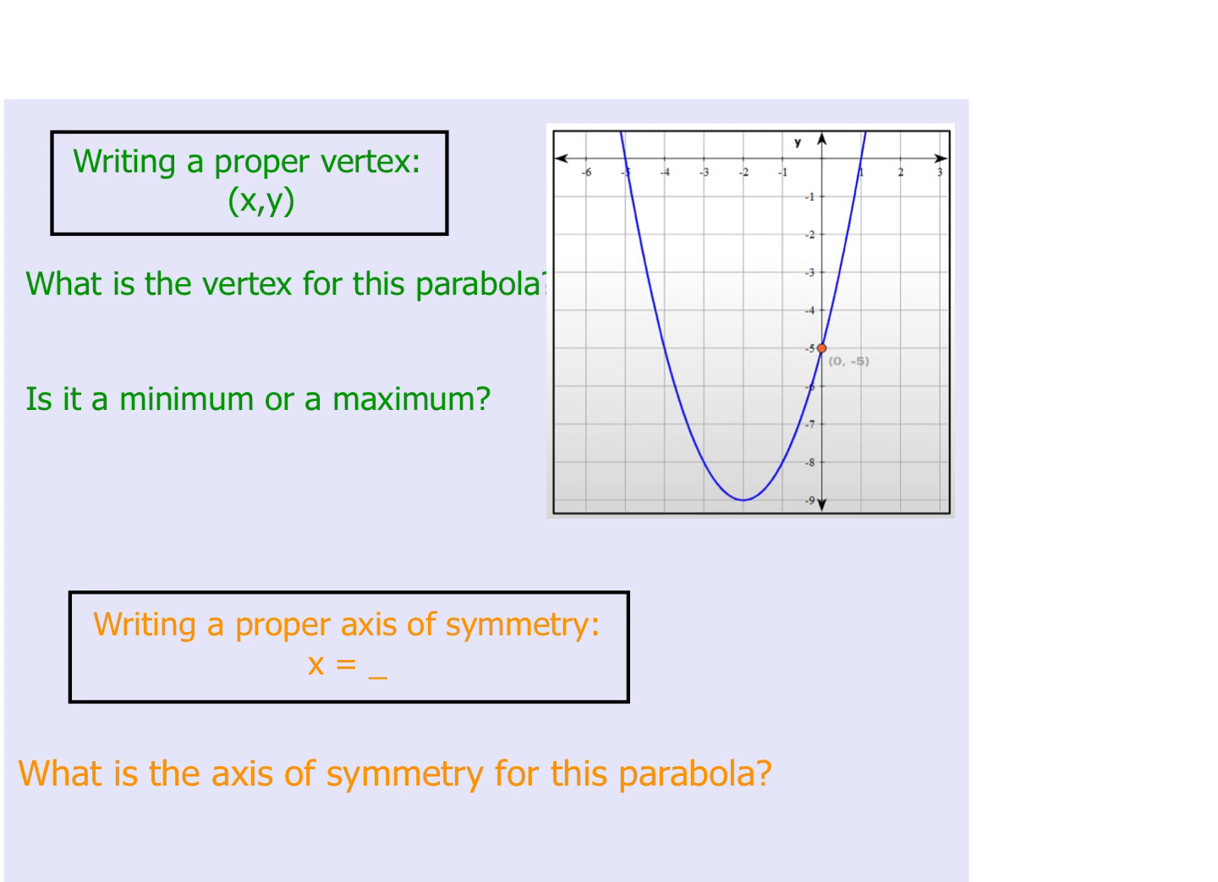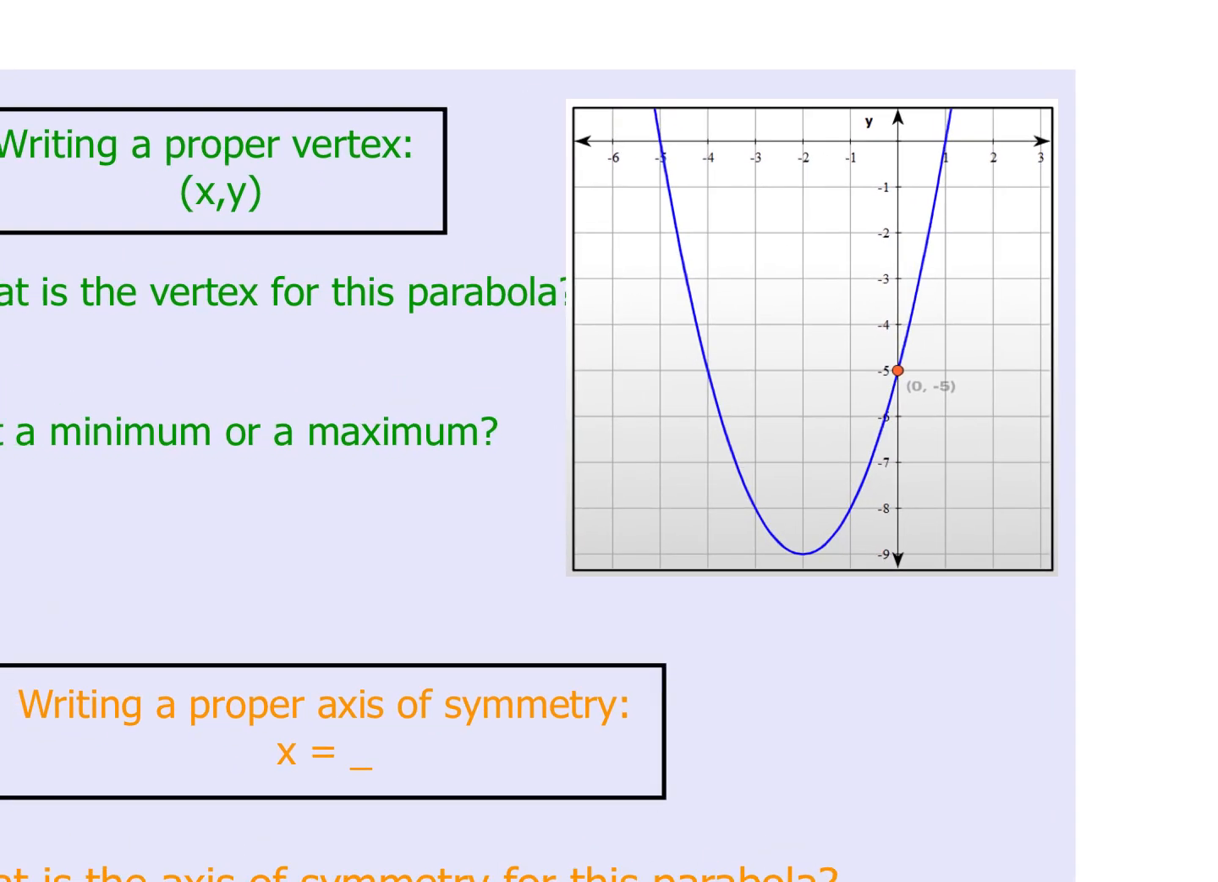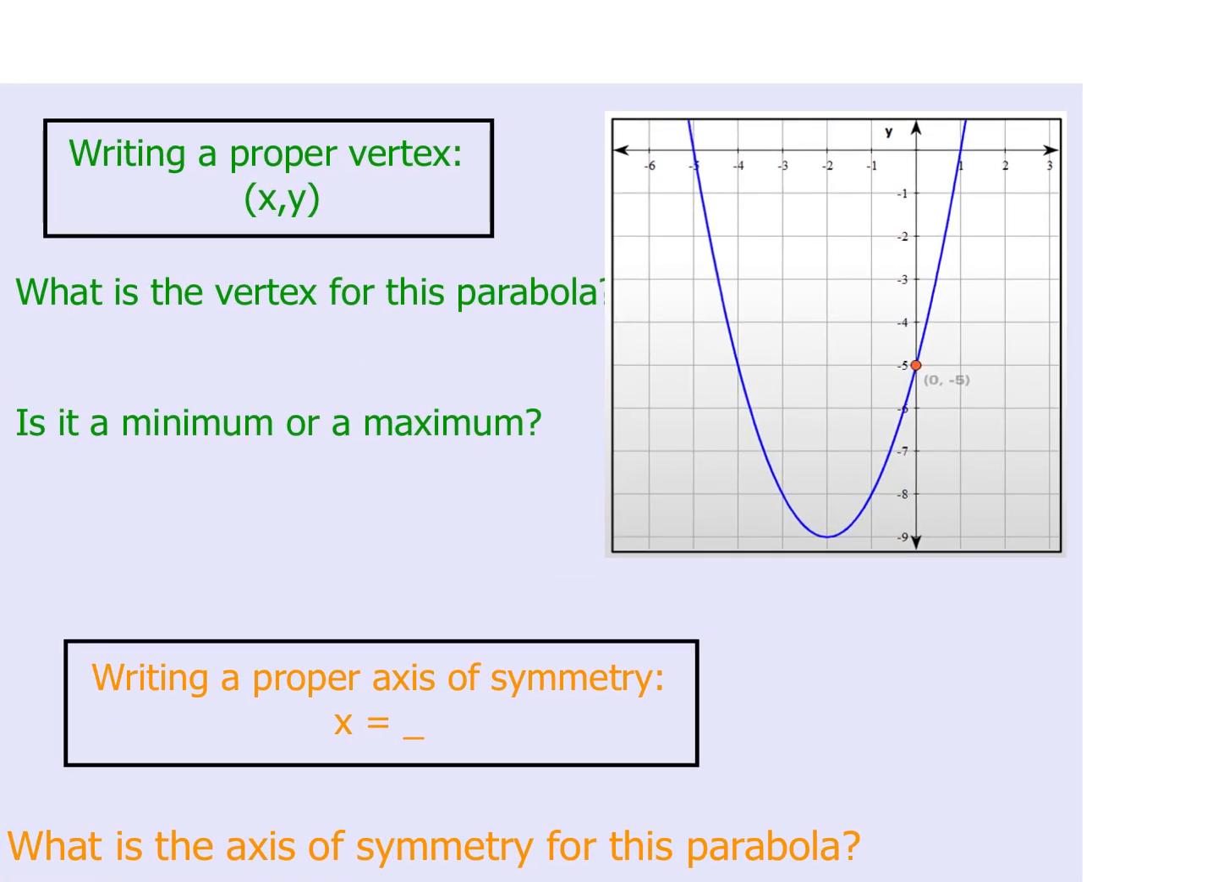So what's the vertex here? Well, you should be able to see it. What comma what? You're supposed to just naturally know what minimum and maximum are. In case that isn't clear, minimum means that it's low. Maximum means that it's high, the highest spot.